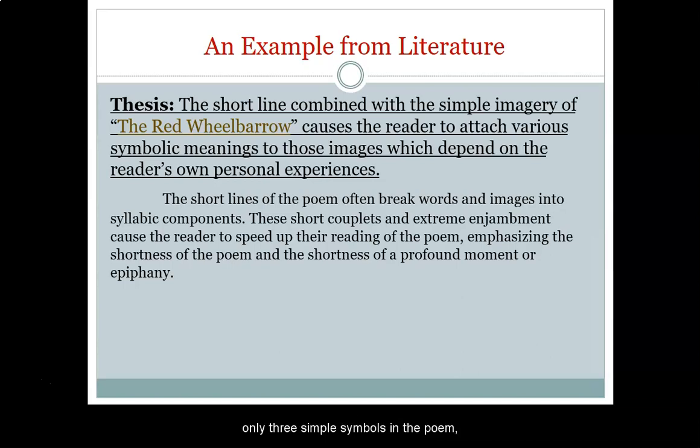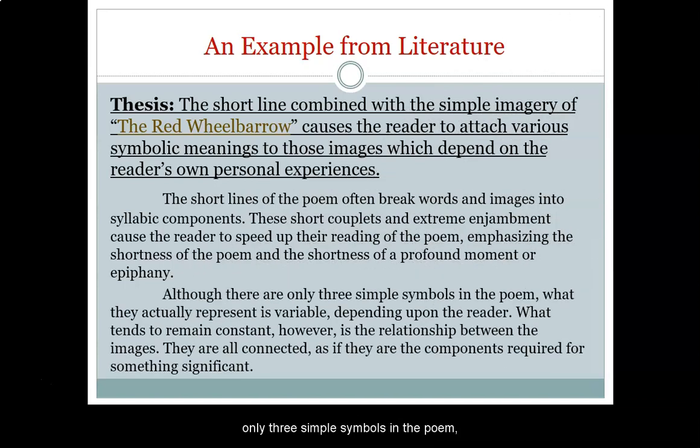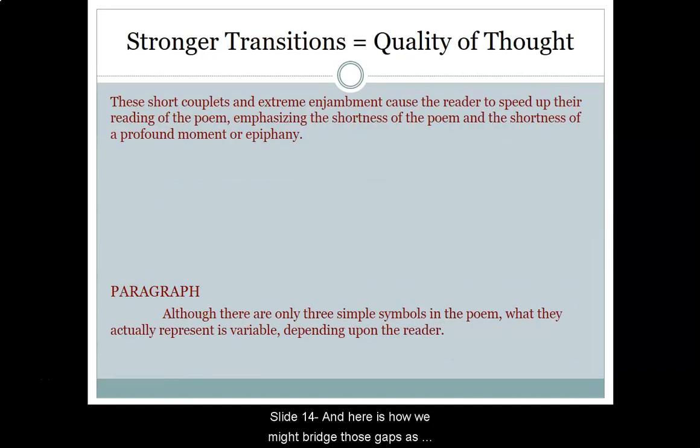And then my second point. Although there are only 3 simple symbols in the poem, what they actually represent is variable depending upon the reader. What tends to remain constant, however, is the relationship between the images. They are all connected, as if they are components required for something significant. And here is how we might bridge those gaps as well as build some quality content.